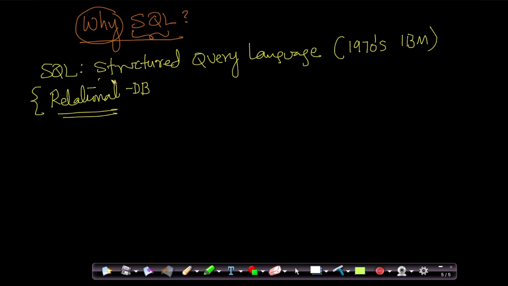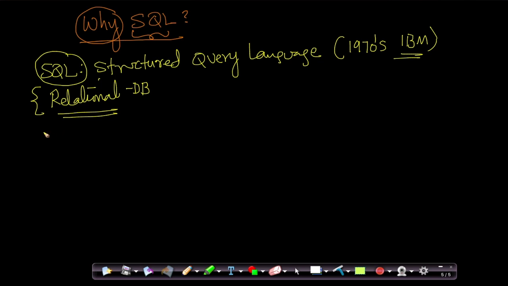And all this great research was being done at IBM Research in the 1970s. So SQL came from that research as a standard way. And today SQL is super powerful, but it started as a research project.